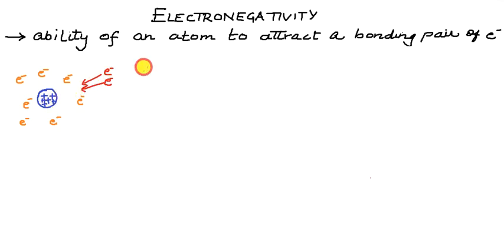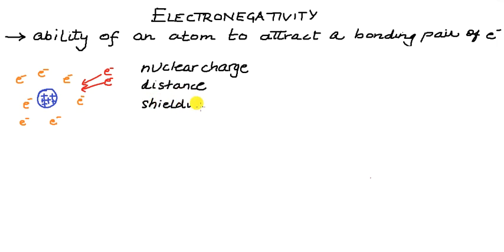So first up, the higher the nuclear charge, the higher the electronegativity if there is no change in distance or shielding effect. But if there is a change in distance, suppose it increases and the shielding effect increases, then the net effect of the nucleus on the pair of electrons that it's trying to draw toward itself will be less, and therefore the atom will have lower electronegativity.